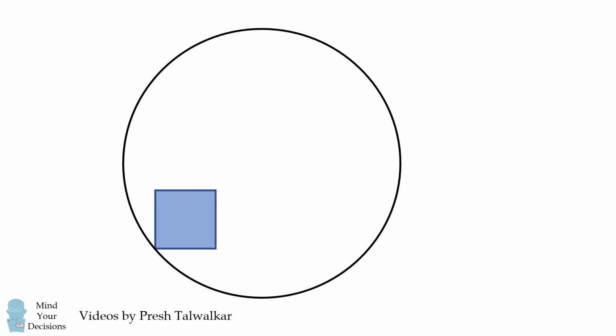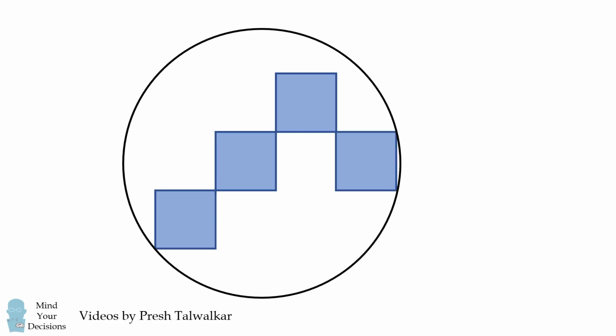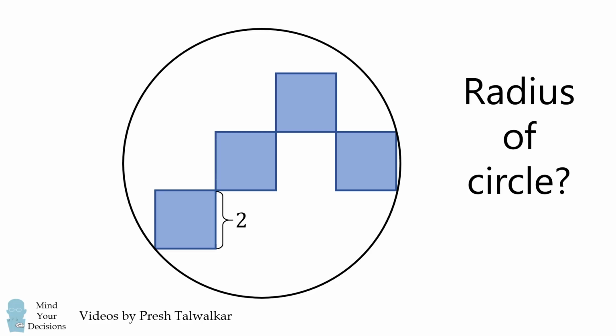A circle contains 4 identical squares as shown. Each square has a side length equal to 2. What is the radius of the circle? I adapted this problem from the Twitter account CShearer41.